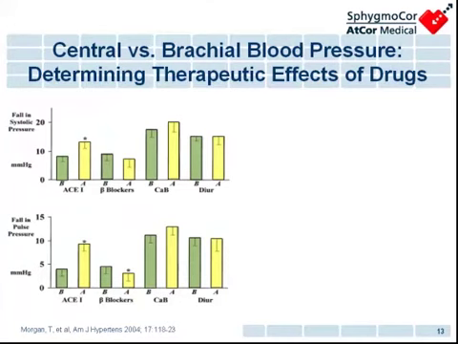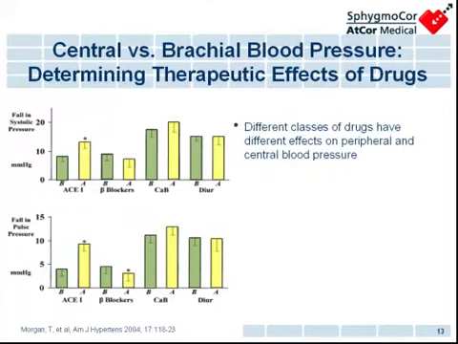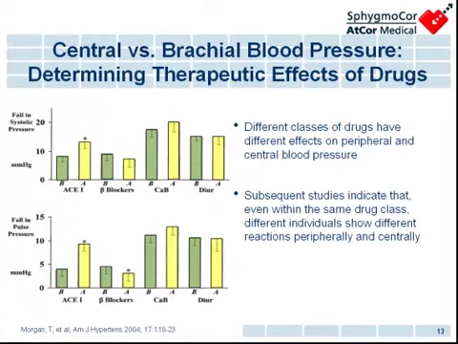But ACE inhibitors, calcium channel blockers, diuretics have a much more profound effect on the central pressure compared to beta blockers. And I think this is one of the reasons why we've seen differential effects in outcome studies as well. There's a number of outcome studies out there now that have shown benefits of ARBs or ACEs over beta blockers when it comes to blood pressure control. So differential classes of drugs have differential effects on peripheral and central blood pressures. And even within the same drug class, we've seen some differences.